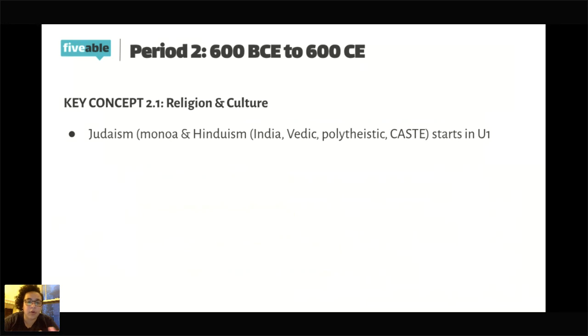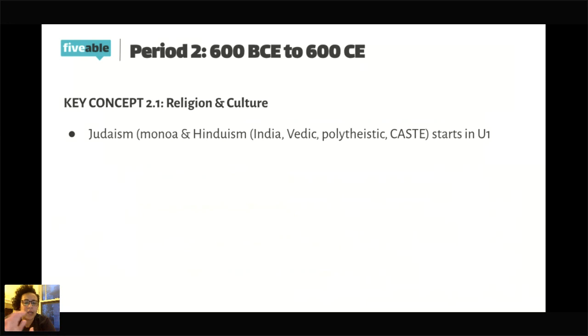Both come from unit 1. So in terms of Judaism, just remember that as the monotheistic religion, one of the first ones, not the first one, but one of the first ones.